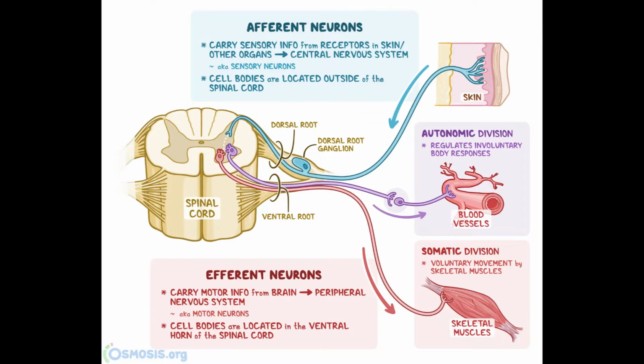Now, the motor peripheral nerves carry impulses from the brain back to the body. The efferent, with an E, peripheral nerves carry the information from the brain back out to the rest of the body.